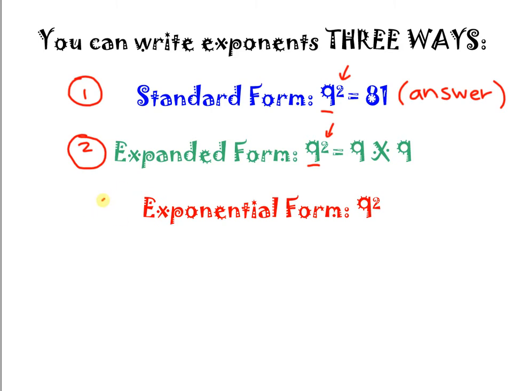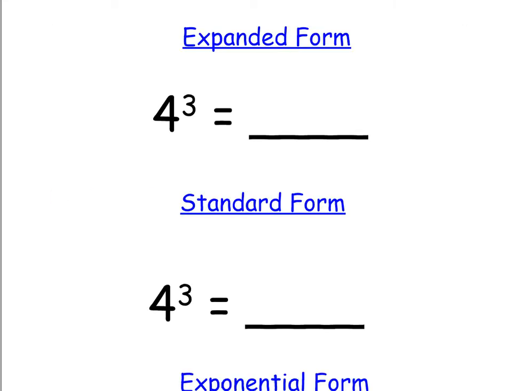Last but not least, we have exponential form. The root of the word exponential is exponent, and so that's going to be required in your answer. You have a base of 9 and you have an exponent of 2, and that's all there is to exponential form, your base and your exponent. Let's start by reviewing with just some basic whole numbers, and then we can add in some rational numbers.